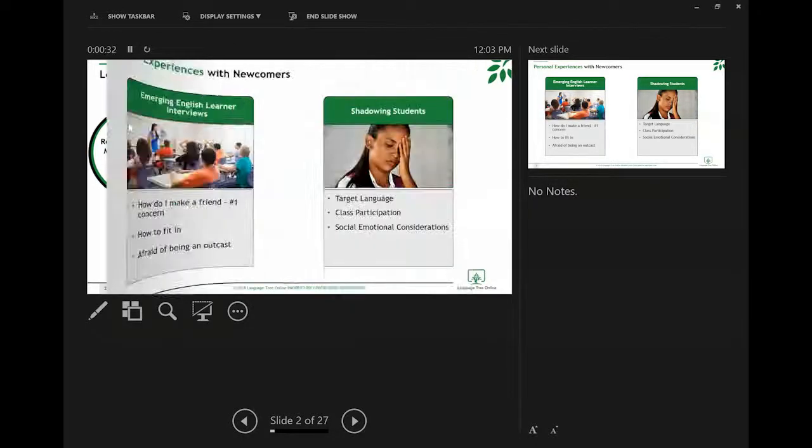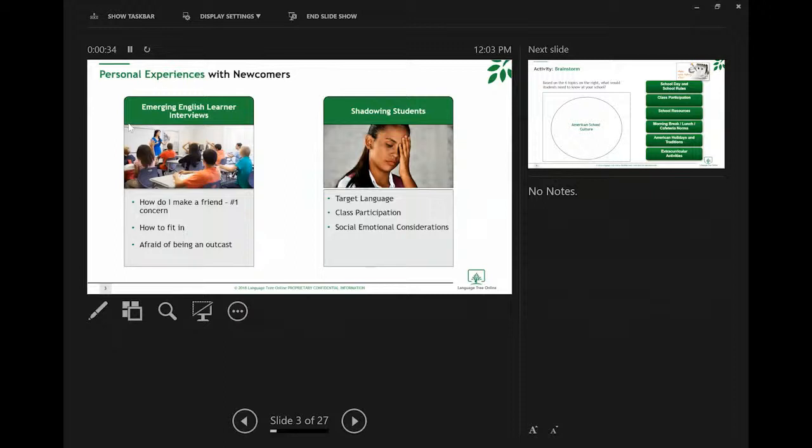Sorry, David, took a minute there. Hi, everybody. I'm Jennifer Cramer with Language Tree. And yeah, I wanted to kind of give everybody a little background on how this came to fruition.